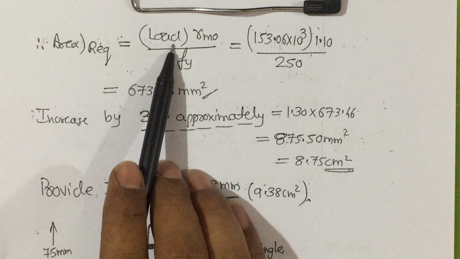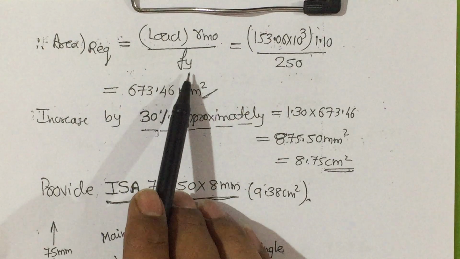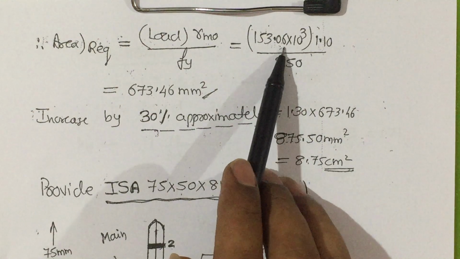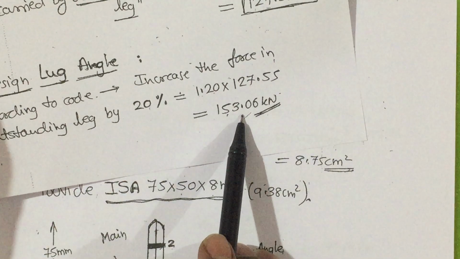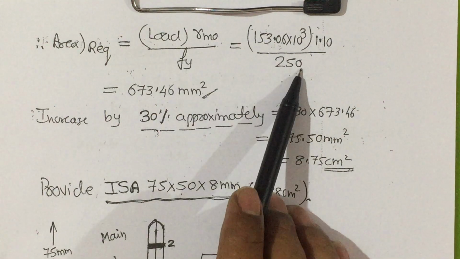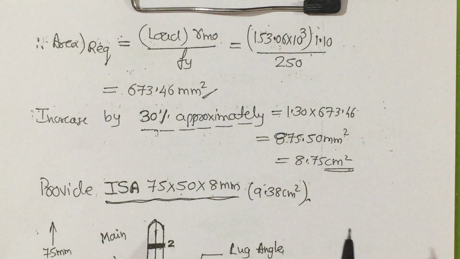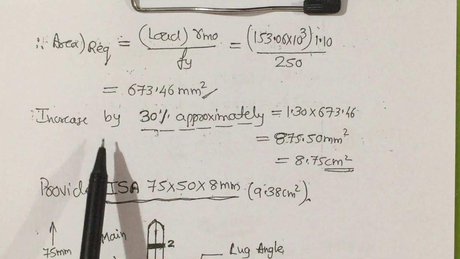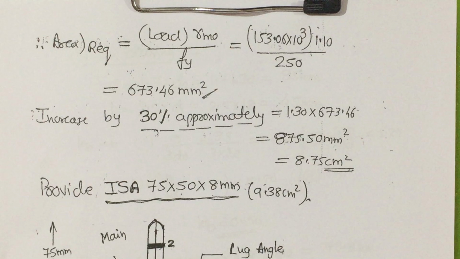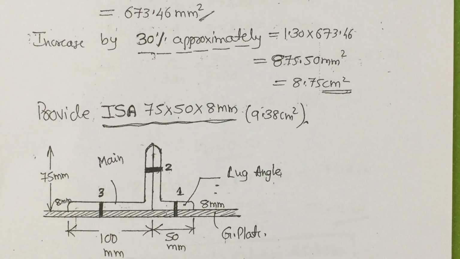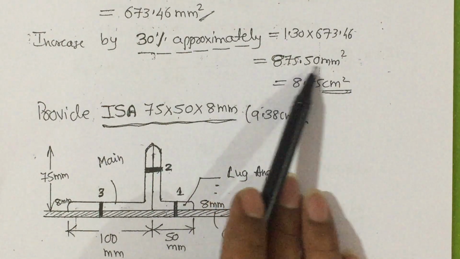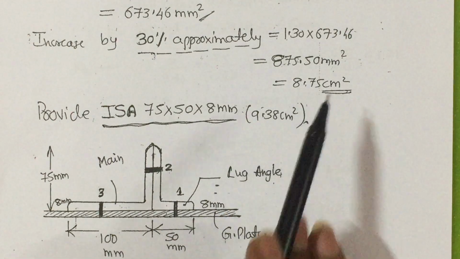Therefore, area required is given by load multiplied by gamma m naught divided by Fy. Here the load is 153.06 into 10 power 3, that we calculated after increasing 20%. Then multiplied by gamma m naught, which is 1.1, and Fy is 250, these two are constants. You are going to get 673.46 millimeter square. Once we get the area, increase it by approximately 30%, that is multiply the value by 1.3, you are going to get 875.5 millimeter square, or divided by 100, in centimeter square, 8.75.